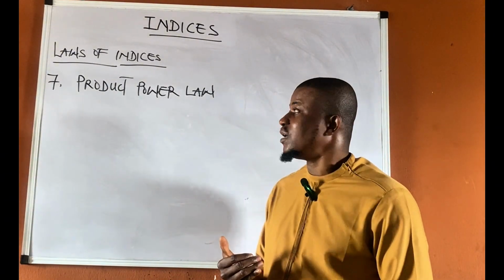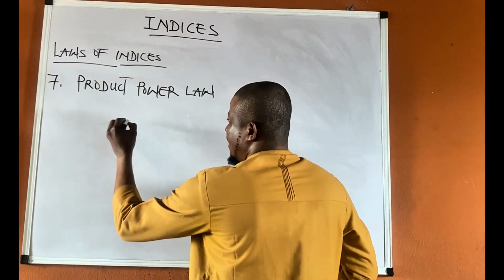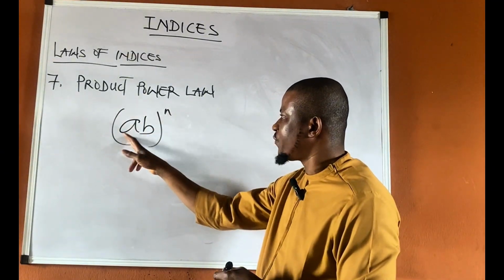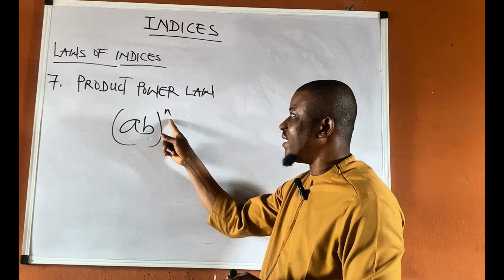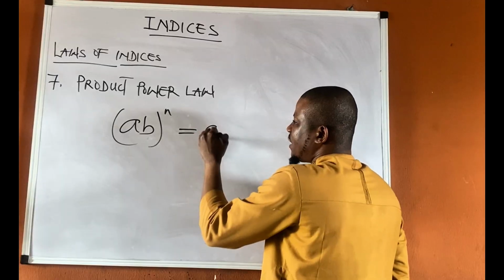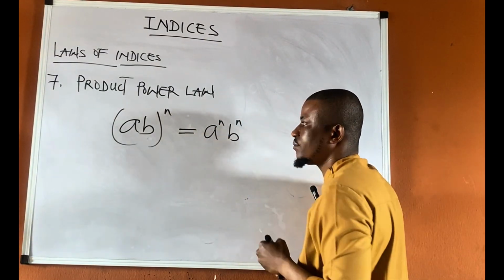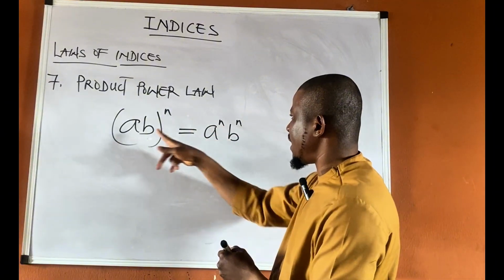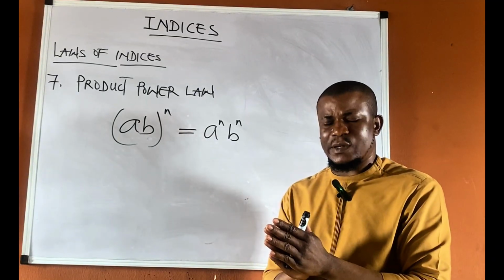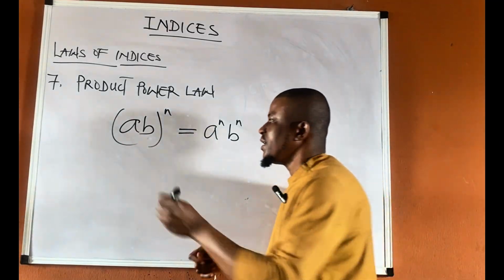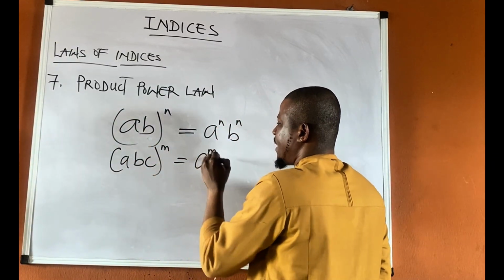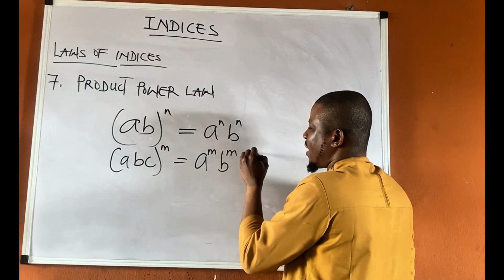The product power law. Let's say you have a product of numbers, let's say ab to the power of n. This is a product of two numbers to the power of n. The product power law says that each of these numbers can be raised to that power. So we have a to power n, b to power n. I can split this way, and I can also recompress this back to this. This is what we call the product power law. Even if you have a product of three numbers, if I have abc to power m, this is a to power m, b to power m, c to power m.